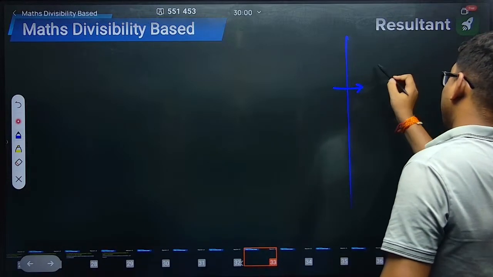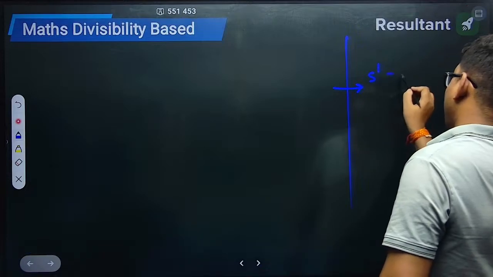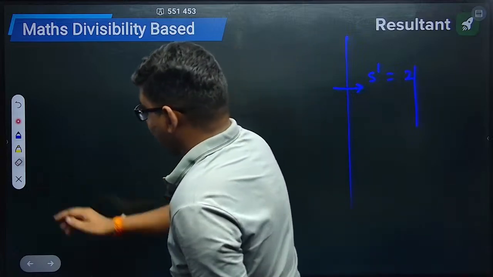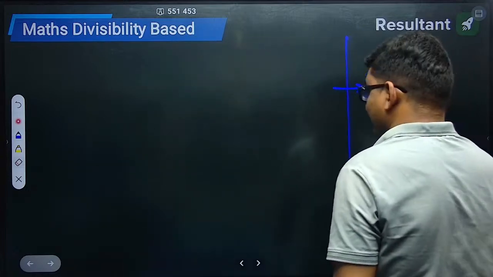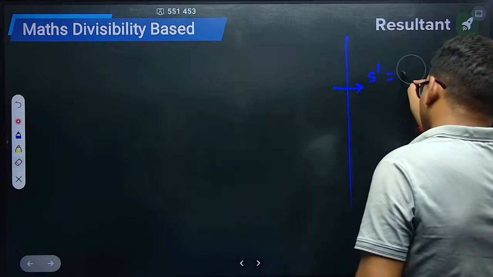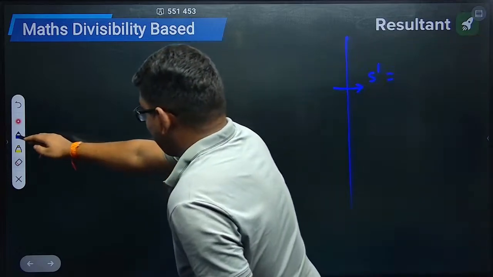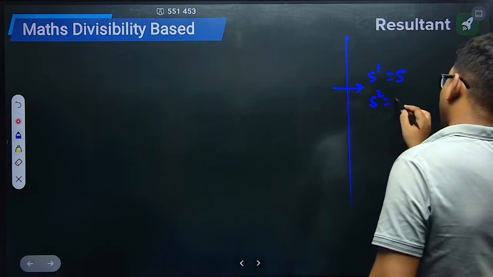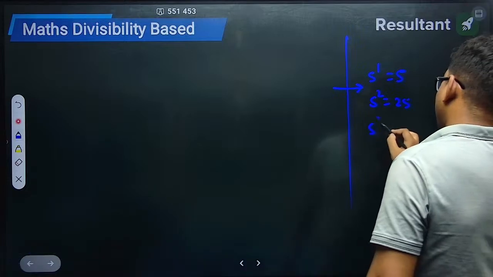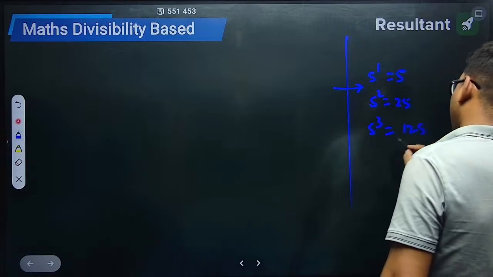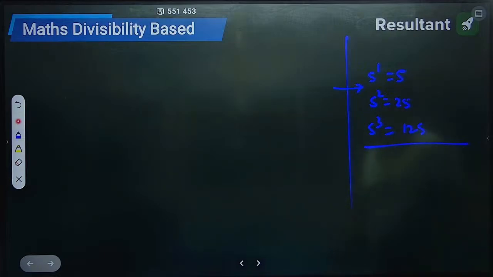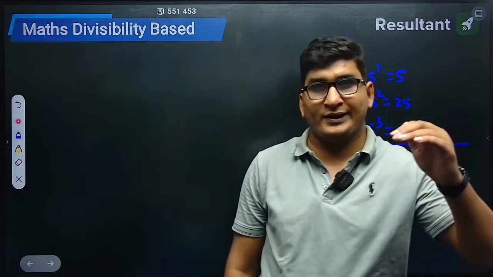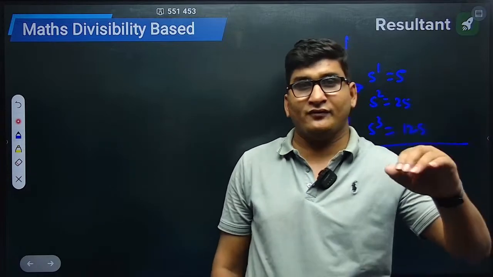Divisibility of 5 to the power 1 equal to 5. 5 to the power 2 equal to 25. 5 to the power 3 equal to 125. These are enough. So now, as per the rule of divisibility of 2, 4, 8, the same pattern works for 5, 25, 125.